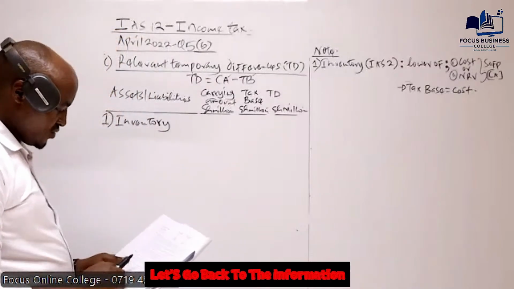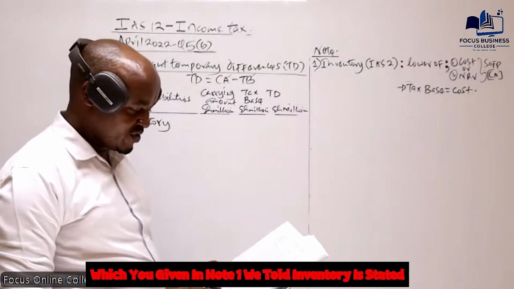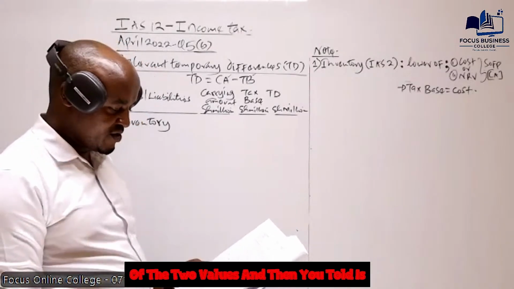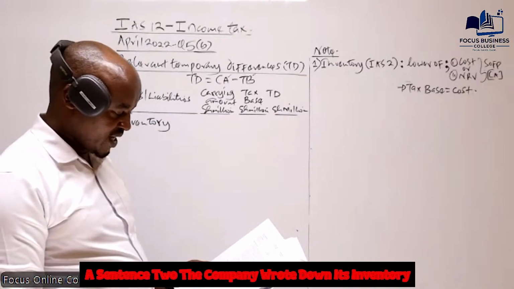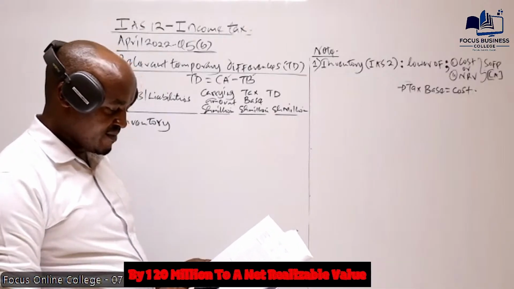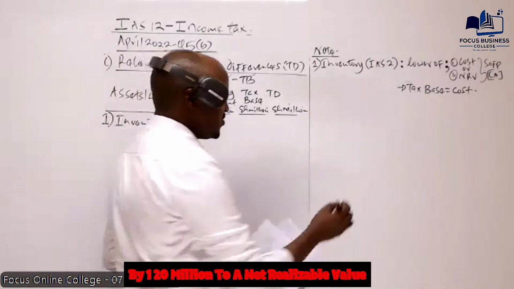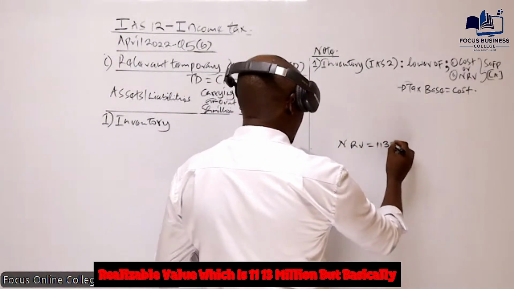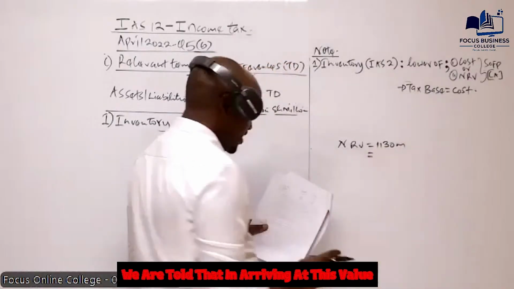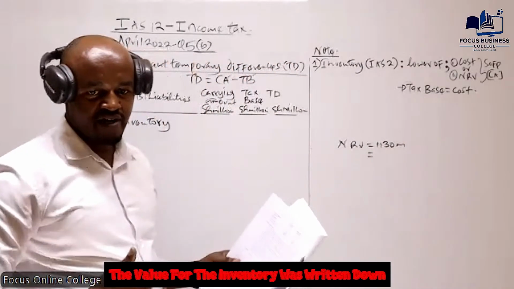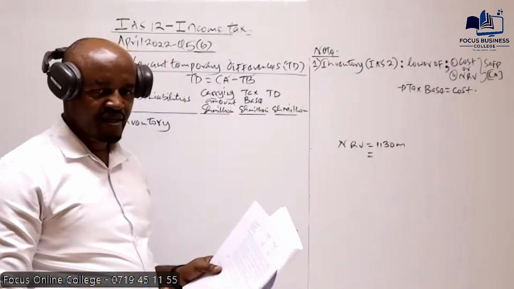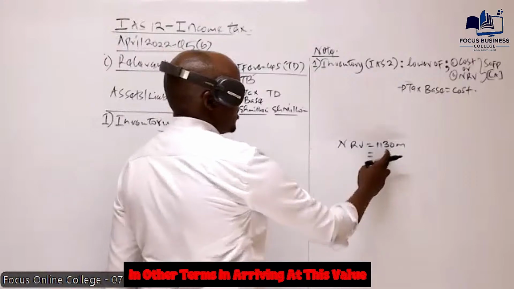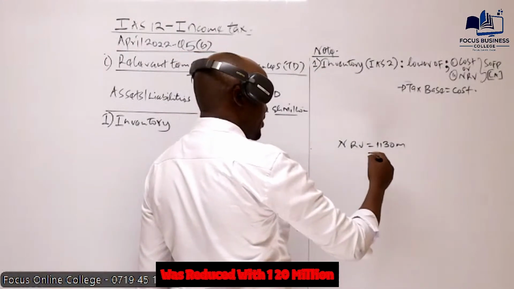Now, let's go back to the information given in note 1. We are told the inventory is stated in the statement of financial position at the lower of the two values. And then you're told in sentence 2, the company wrote down its inventory by 120 million to a net realizable value. So we are given the net realizable value, which is 1130 million. But we are told that in arriving at this value, the value for the inventory was written down, in other terms reduced by 120 million.